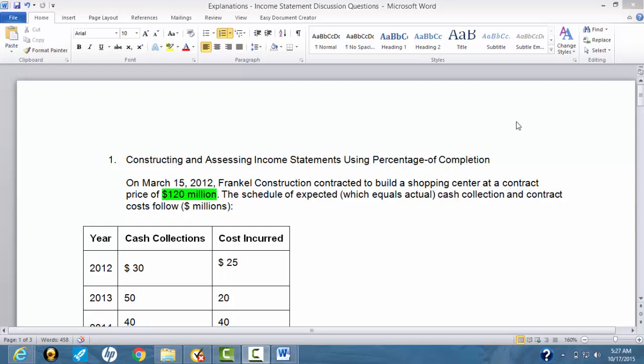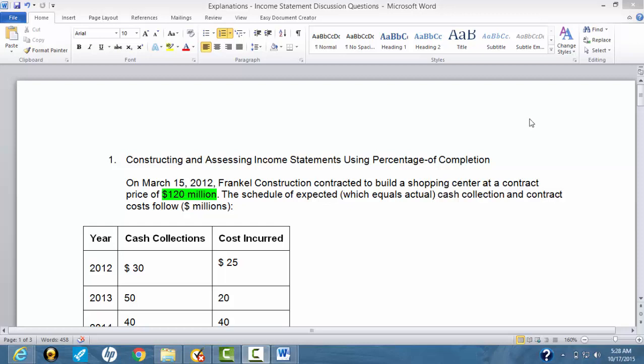In this recording, I will be analyzing questions that cover the income statement. We'll begin with the percentage of completion method for revenue recognition. Now recall that the percentage of completion method is used, for example, for long-term construction contracts, where the period over which revenues will be recognized exceeds 1 year. So let's look at the first question.